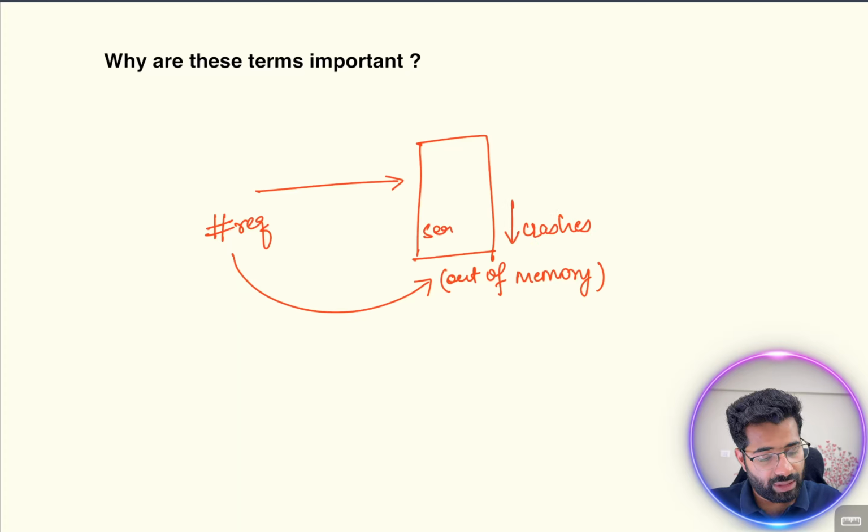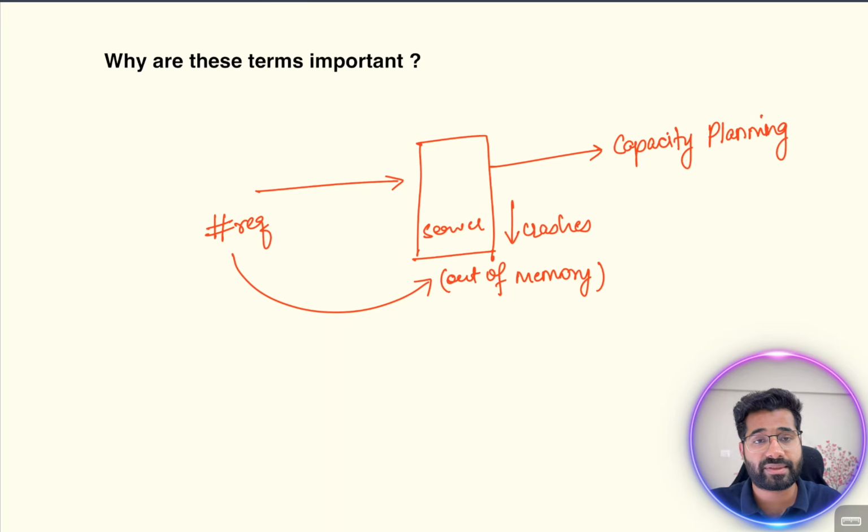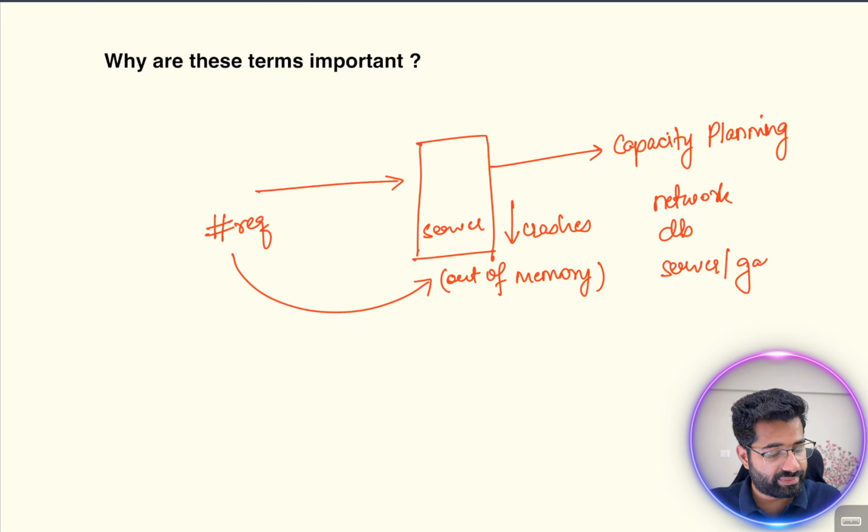Now, to prevent such scenarios from happening, we should always do the capacity planning of the system. Or rather, we should always do capacity planning for all the subsystems that we have. Let's say if there is network involved, if there are databases involved, if there are servers in the system, if there are gateways in the system, if there are message queues in the system.